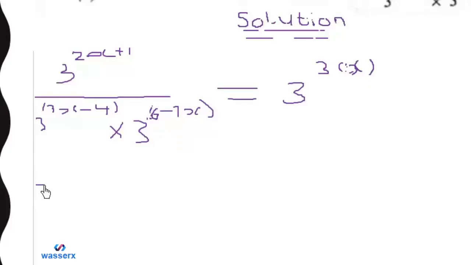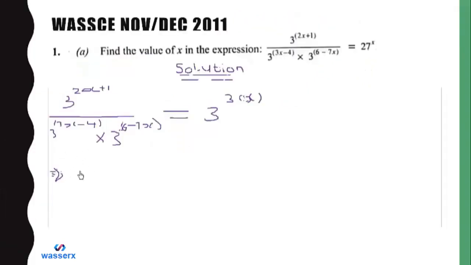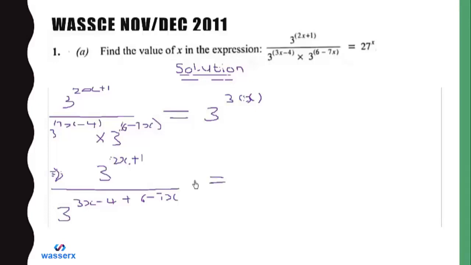So this will give us, for the numerator, 3 to the power 2x plus 1, all over 3 to the power, we have 3x minus 4 plus 6 minus 7x, is equal to 3 to the power 3x.